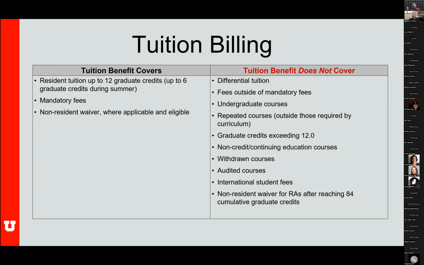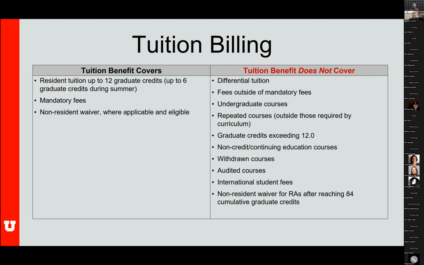The list of things we do not cover is a little bit longer. And this is generally where some confusion will come in with students, especially if very casual wording has been used around them, like, oh, tuition benefit is going to cover 100% of my charges. Not necessarily. In fact, in most cases, no. Tuition benefit does not cover differential tuition, for example. Differential tuition is the responsibility of the student. Fees outside of mandatory fees, that's the responsibility of the student. Undergraduate courses, student. Repeated courses outside of those that we expect, that's going to be for the student as well.